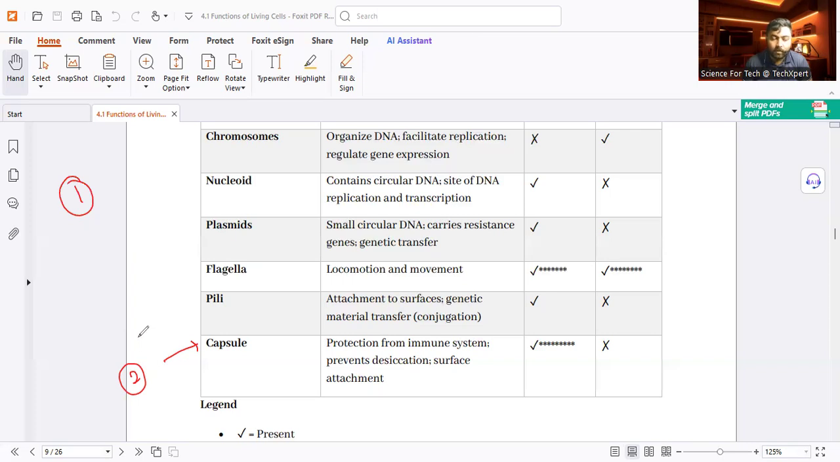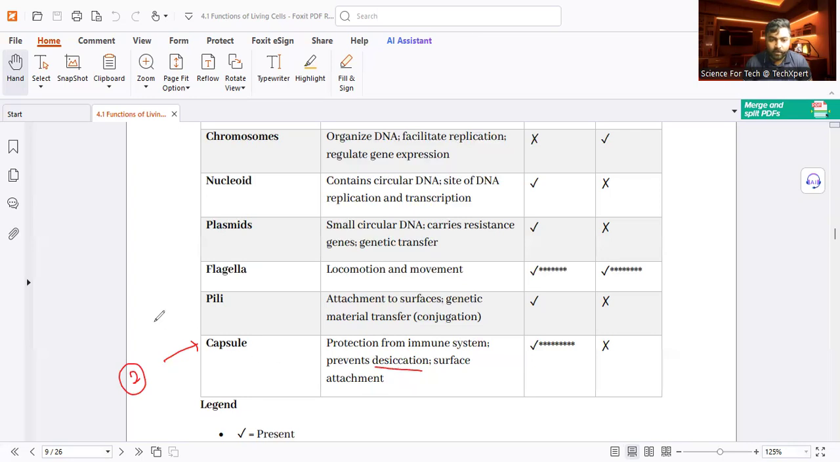And there is something called capsid. This capsid can be seen in viruses. Then there is something called capsomere. Those can be seen in viruses. Don't worry, we have to talk about those things in the next lesson. And capsule is for protection from immune system, prevent desiccation and surface attachment.